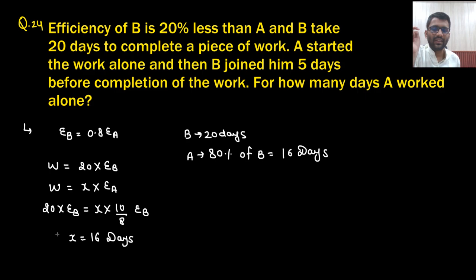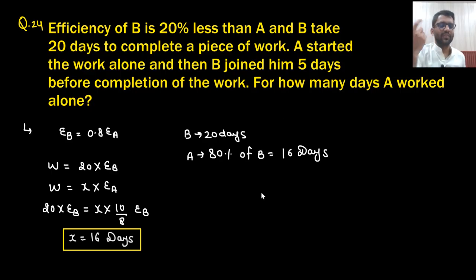Or directly you can see that A is 20% more efficient. That means if B is doing it in 20 days, then A would take only 80% of the time. In 16 days, he would do the work.